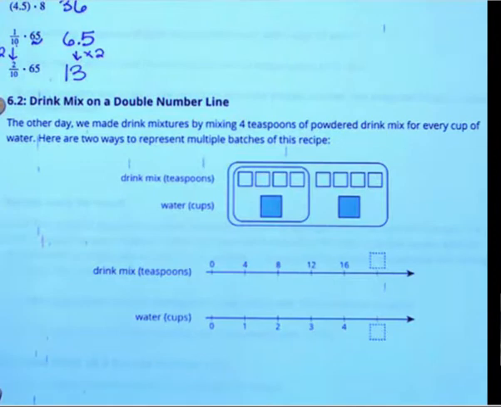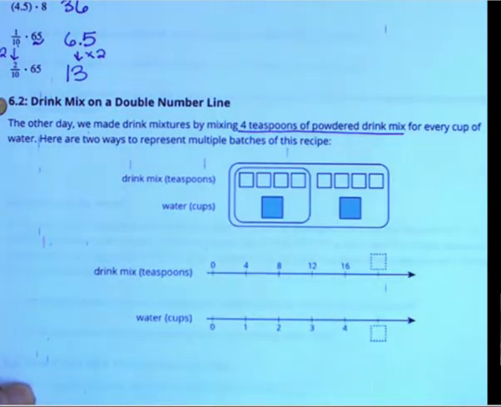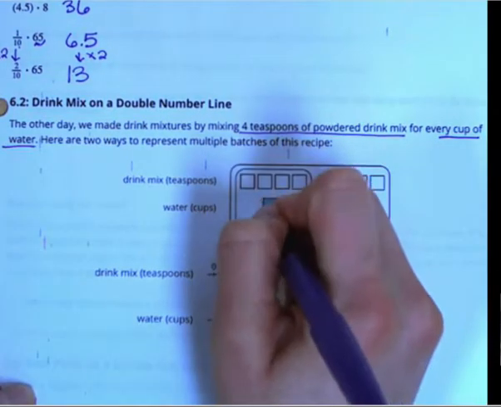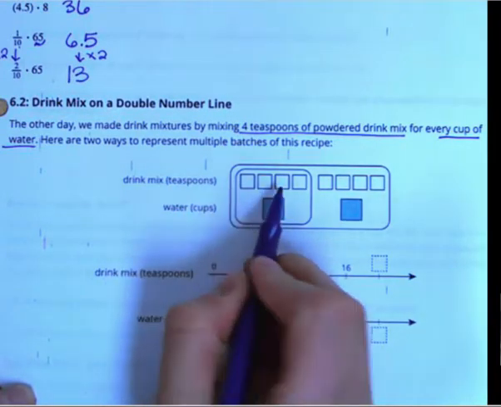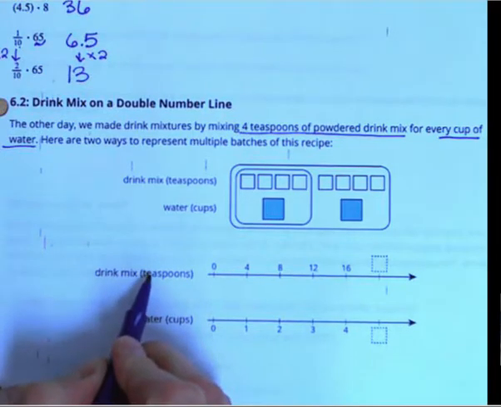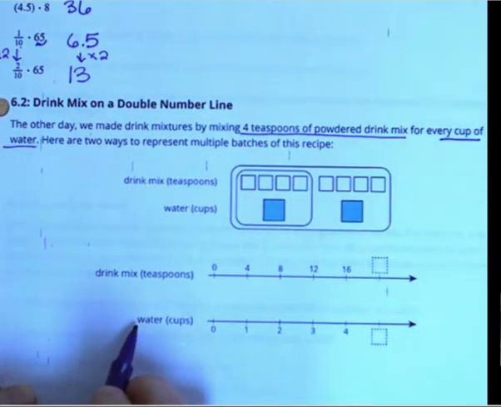Okay, so we have a drink mix on a double number line diagram. It says that we made a drink mixture containing 4 teaspoons of powdered mix. So that would be our 4 squirts of Mio for 1 cup of water. Okay, so here's our water in the blue and our drink mix is in the white boxes. With our double number lines, you see that we have 2 of them. Each one of them is labeled. This is really important. If you do not label your double number lines, you won't know which one stands for what, and you could get your numbers backwards.